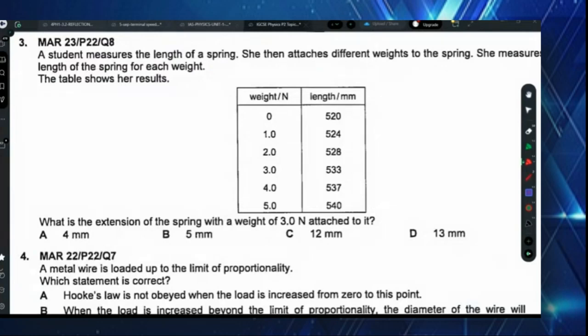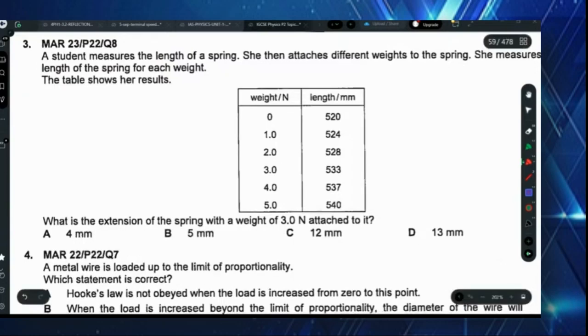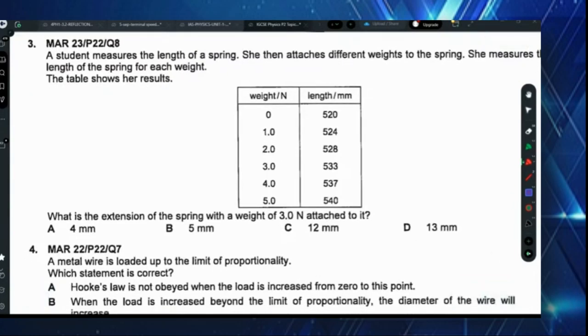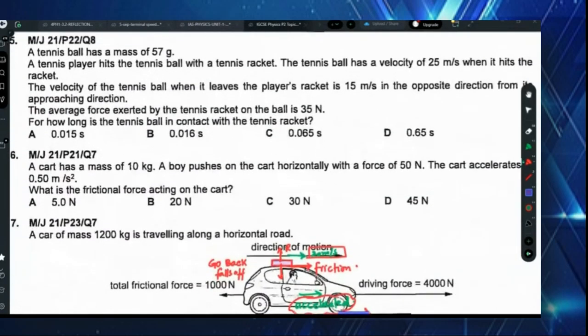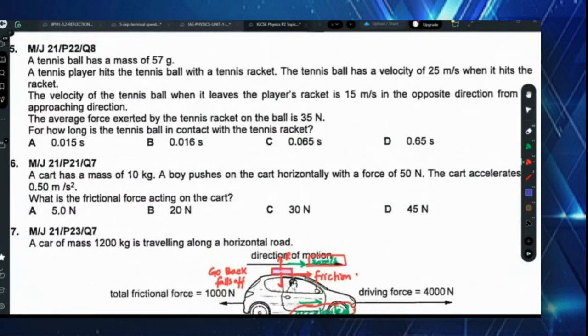Again a question of a student measuring the length of a spring. She then attaches different weights to the spring. She measures the length of each. Oh, sorry, sorry. This is from deformation. Just leave it. So, we are not doing this? ना अभी नहीं करेंगे. We will do it, but when I am done with deformation. Because I have completed forces and momentum, so I'm just hunting those questions which are from that topic.